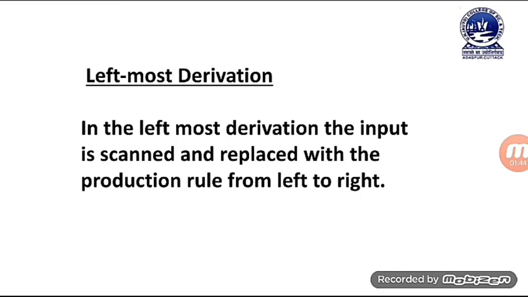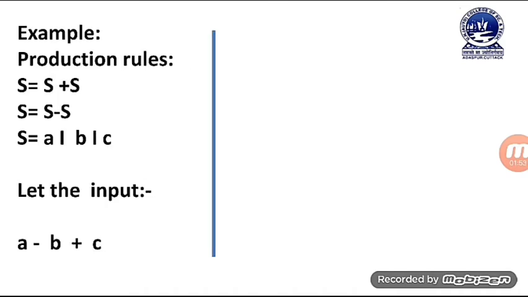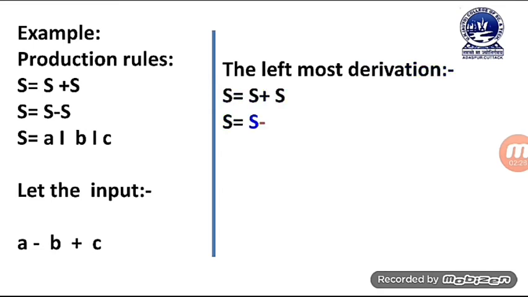Now we will discuss leftmost derivation. In the leftmost derivation, the input is scanned and replaced with the production rule from left to right. Now I am going to explain one example so that it will be clear how leftmost derivation takes place. Suppose the production rules are S equals S plus S, S equals S minus S, S equals a, b and c. Let the input be a minus b plus c. If we start the leftmost derivation, then at the first step we take the first production rule, that is S equals S plus S.